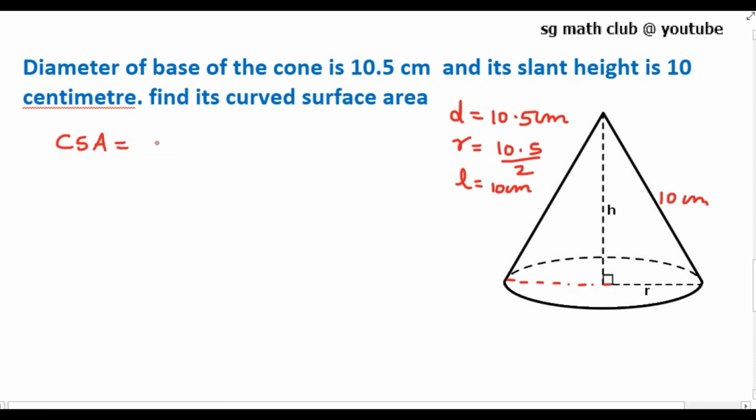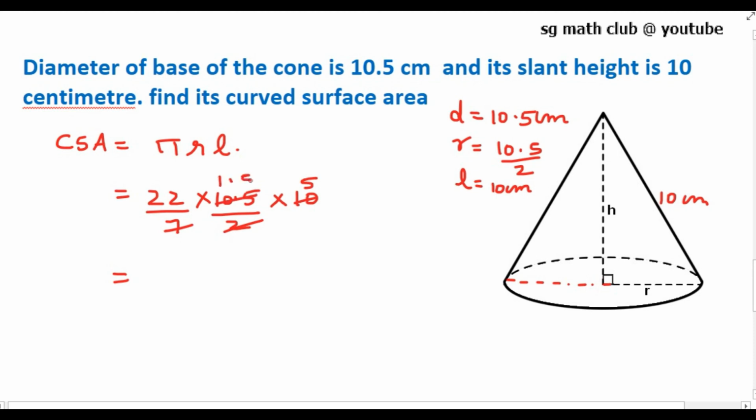So curved surface area of the cone is pi r L. Pi I can write as 22 by 7. r is 10.5 divided by 2 and L is 10 centimeter. We can cancel easily, and if you multiply this, again this you can cancel, it is 1.5. Now if you multiply this, we get 165 centimeter square as the curved surface area of the cone.